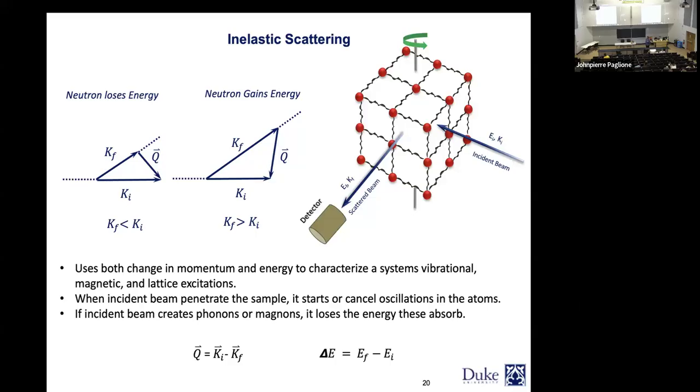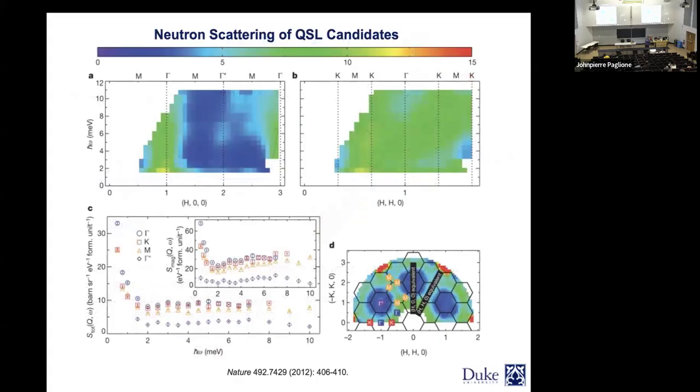Okay? And then, again, you're going to have elastic or inelastic. So this is inelastic, so you will have some energy that is going to be transferred to or gained from the sample, and then your Q is going to be your momentum transfer. Okay. Now, let's look at some data for inelastic neutron experiments on some quantum spin liquid candidates. We talked about this, that you're going to have the data, which here you can see this is the energy, and this is Q. This is the momentum transfer, and this is the energy transfer.